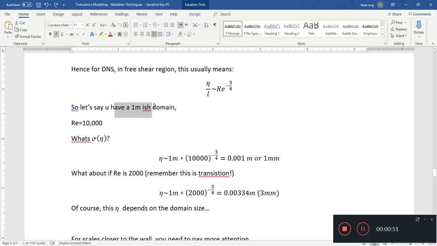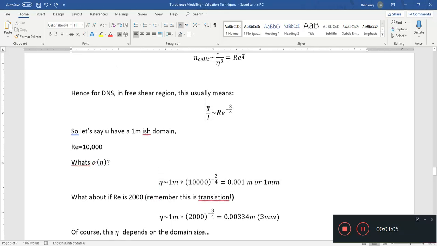If you have a 1 meter-ish domain, 1 meter-ish characteristic length scale, and a Reynolds number of 10,000, which is reasonable for turbulence, what is the order of this Kolmogorov length scale? If you substitute eta equals L times Reynolds number to the -3/4, it will be 1 meter times 10,000 to the -3/4, and you would get about 0.001 meters, or 1 millimeter. This is the rough gauge of the Kolmogorov length scale.